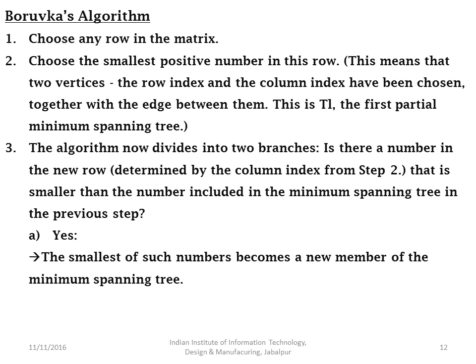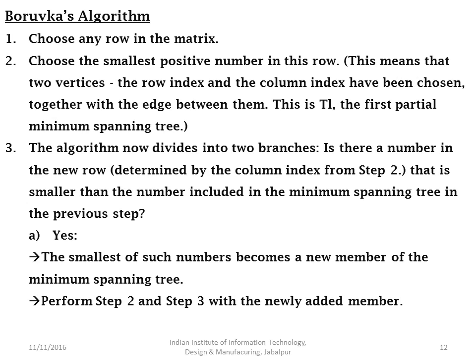Then the algorithm divides into two branches. Is there a number in the new row, determined by the column index from step 2, that is smaller than the number included in the minimum spanning tree in the previous step? If yes, the smallest of such numbers becomes a new member of the minimum spanning tree. Then perform step 2 and step 3 with the newly added number. If no, choose a different row and perform step 2 and step 3.